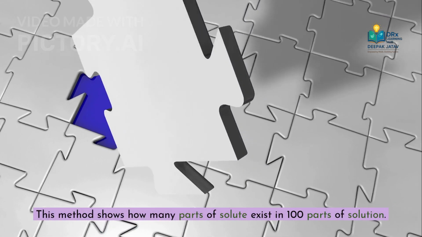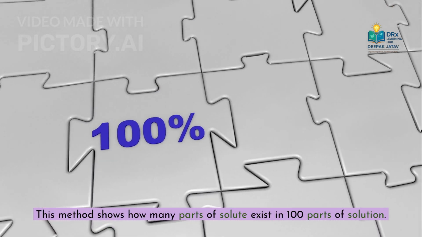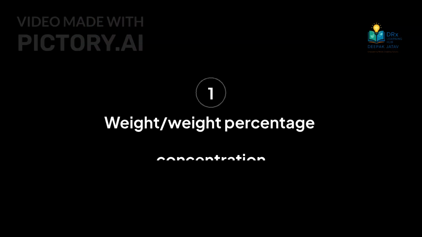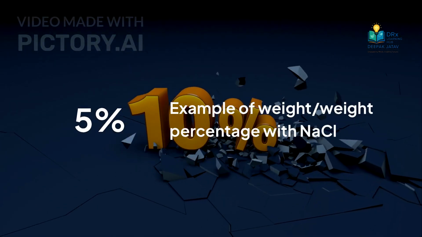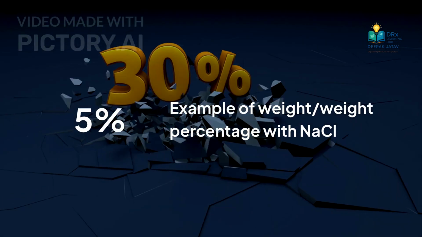This method shows how many parts of solute exist in 100 parts of solution. There are three types to consider. First, weight by weight. Weight percentage expresses grams of solute per 100 grams of solution. For example, 5% w/w sodium chloride means 5 grams of sodium chloride in 100 grams of solution.